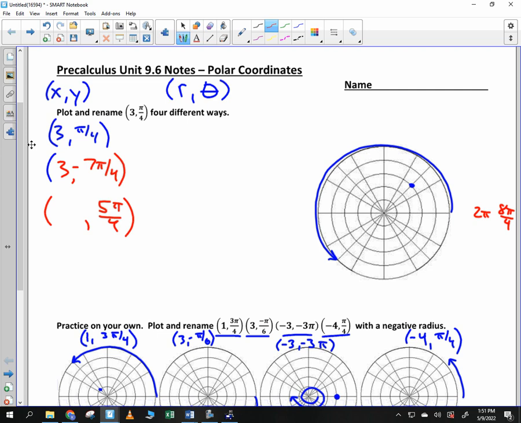Notice that if I traveled 3 units, I'll be 1, 2, 3, right there. So what do I do if I want to travel in the opposite direction? Yeah, so a -3 would bring me 1, 2, 3. So -3, 5 pi over 4 would bring me in that opposite direction.